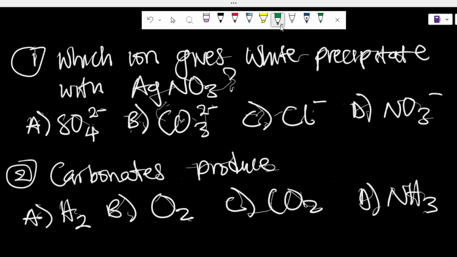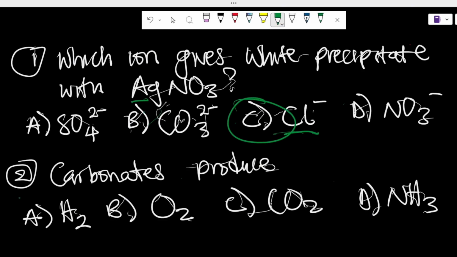Here are some questions for you. Question 1. Which ion gives white precipitate with silver nitrate? Well, because of silver here, you know that you're going to get silver chloride. So this is probably the ion that is going to give a white precipitate with silver nitrate. If you want to react that silver nitrate with any of these other ions, A, B, or D, chances are that you're not going to get the white precipitate. So C is our answer.